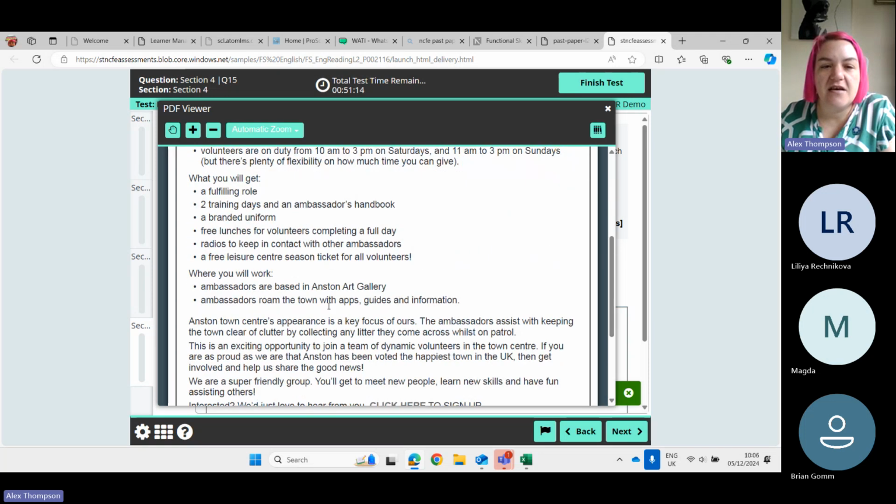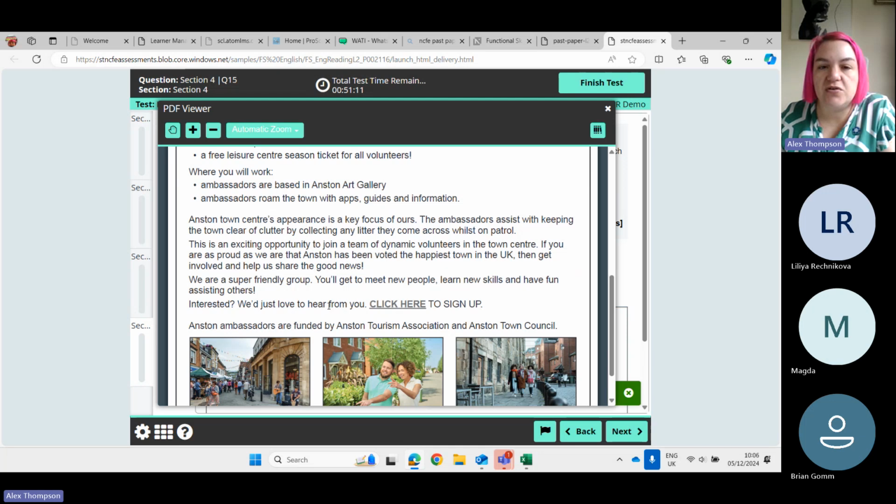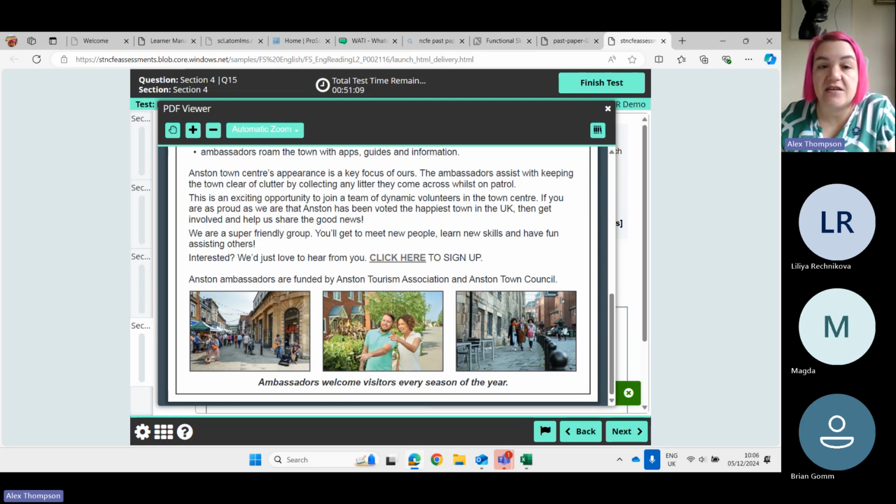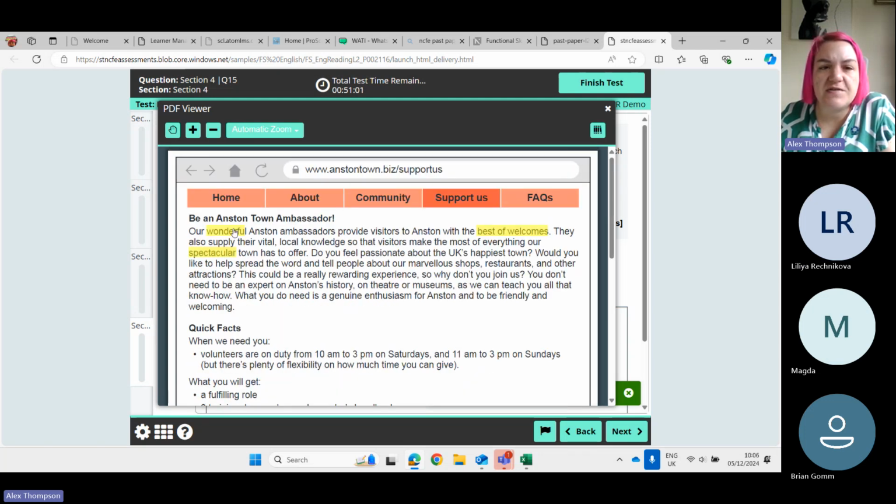Okay, so it's an advert for a volunteer job, a volunteer position, to be an ambassador for the local council. Right, okay. So far, just from reading that first paragraph, there is lots of positivity. So I've just highlighted a couple of those as we were going through. So already I'm thinking their views are very positive.